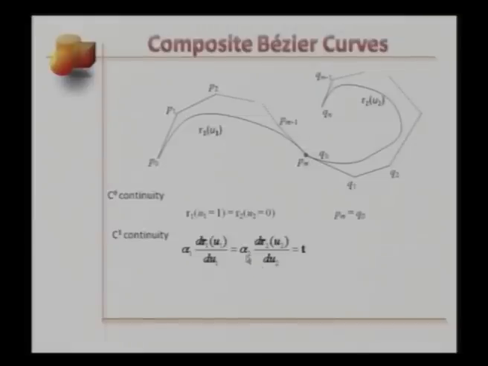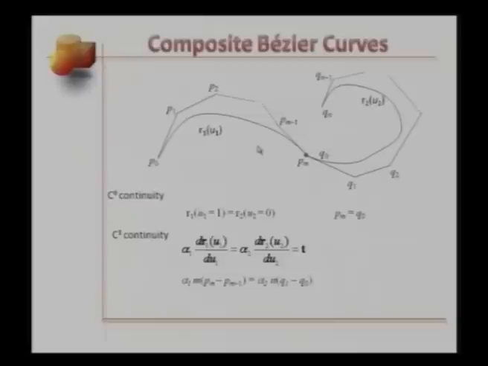Alpha 1 and alpha 2 are scale factors such that these 2 terms represent the unit tangent T at this point. Recall from our discussion on Bézier segments as to how the first derivatives are computed.